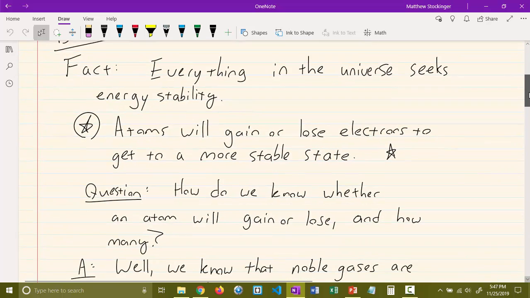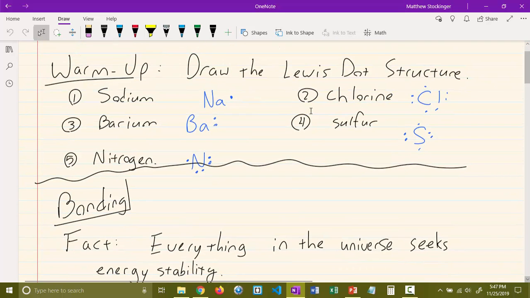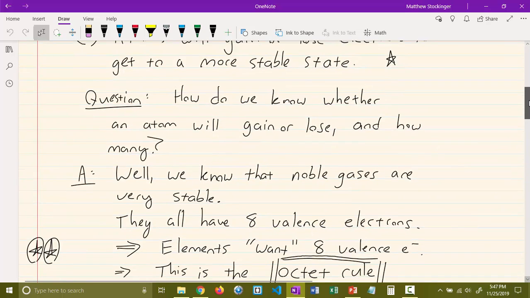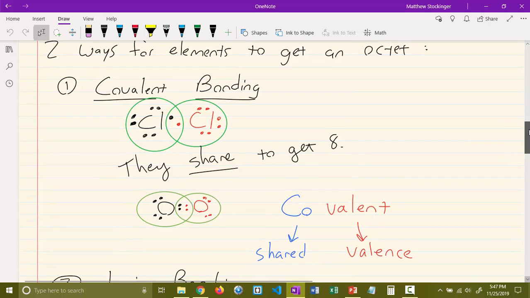Okay, and then last Friday, the basic idea here was I told you that elements don't want to be stuck with this number of electrons. They all want to have 8. This was called the octet rule. When an element has 8 valence electrons, this is a more stable scenario for the atom. There are 2 ways for it to get that octet. One is they can share electrons with another element.